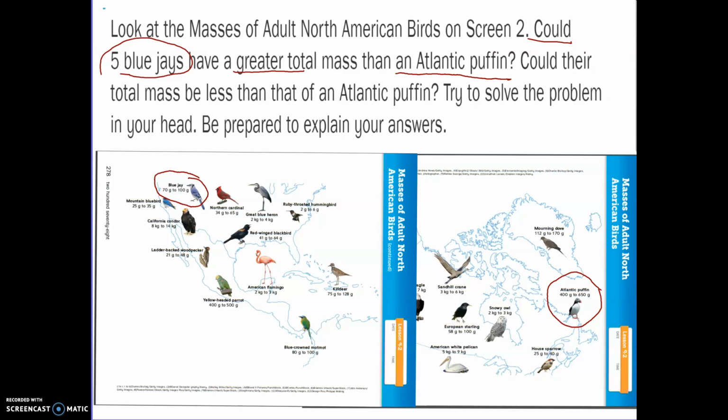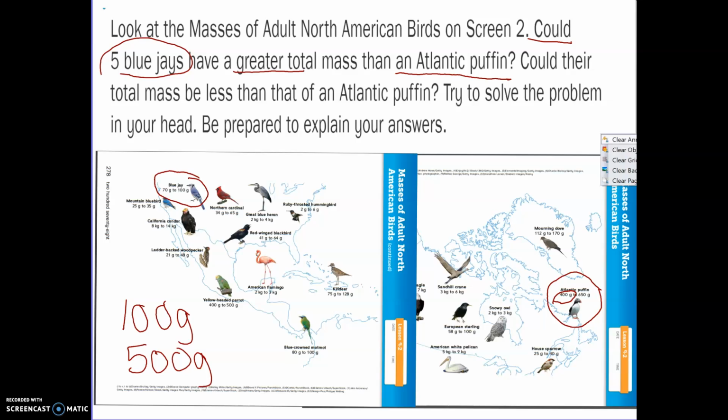All right, so let's think about this. 1 blue jay could have a mass of 100 grams. 5 blue jays could have a mass of 500 grams. An Atlantic puffin could have a mass of 400 grams. A small one could. So yes, 5 blue jays could have a greater mass than 1 puffin.